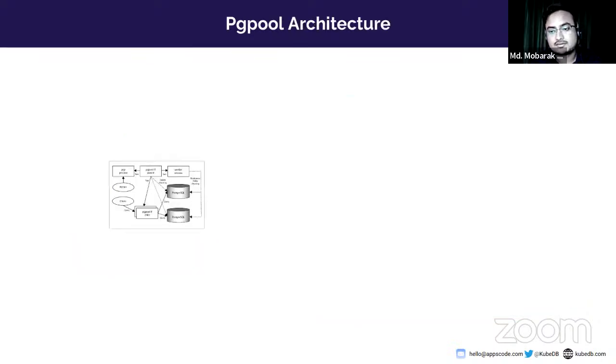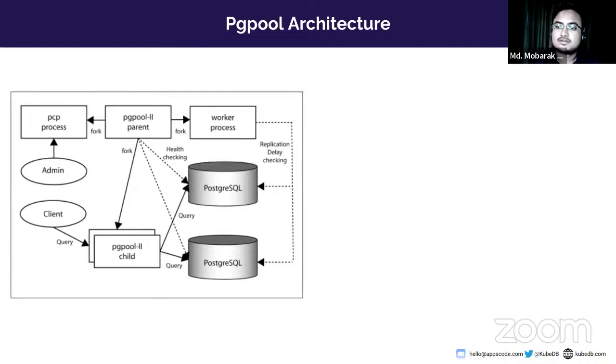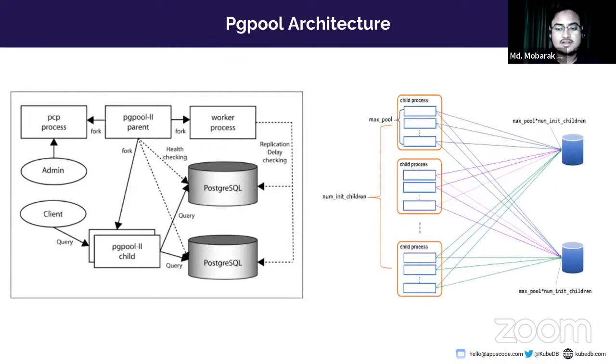Okay, now we will briefly discuss Pgpool architecture. Here in these two pictures, we can see the architecture of Pgpool. Now let's briefly discuss it. For each specific task, Pgpool has a specific process. Initially, Pgpool has the main parent process. Then the parent process forks three types of process. One is the PCP process, another is the worker process, and the last one is the child process.